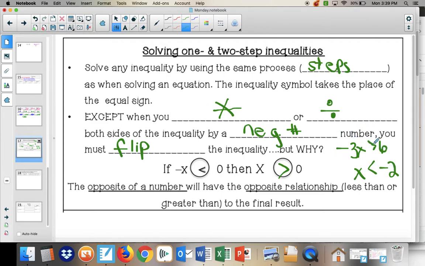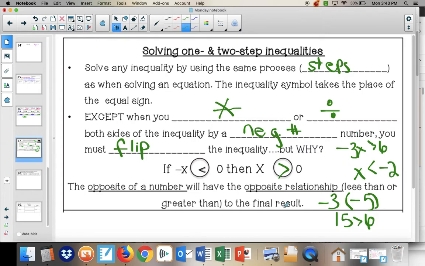So I'm going to put it back into this original equation. Negative 3 times negative 5 is what? 15. And is 15 greater than 6? Yes. Now if I hadn't flipped that sign, it would have said x is greater than negative 2.